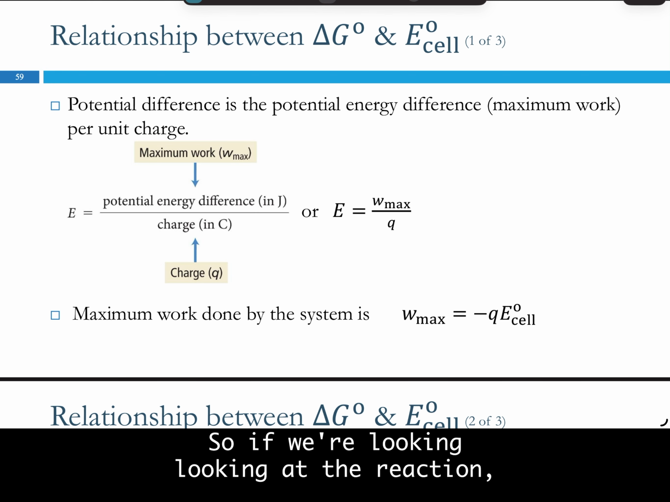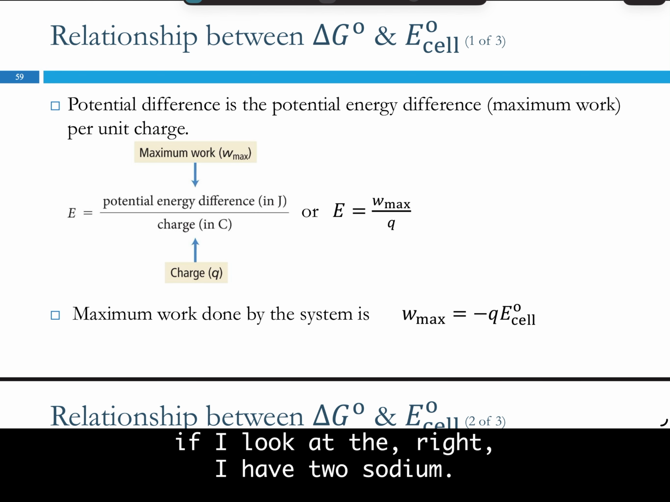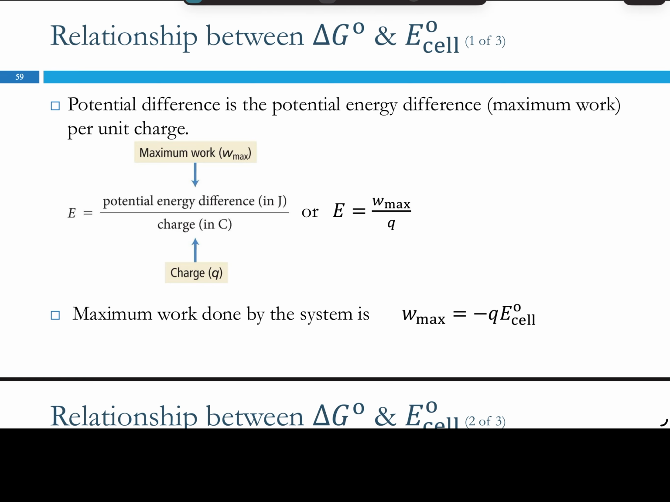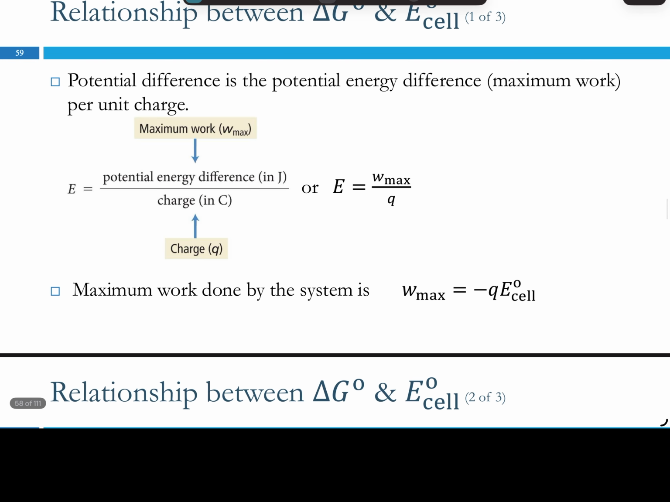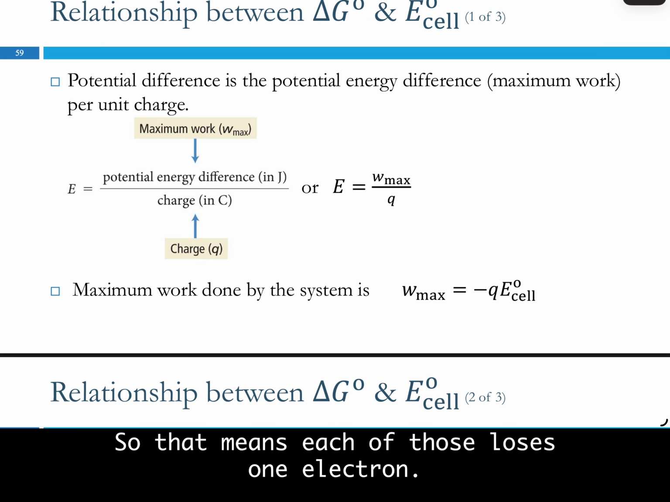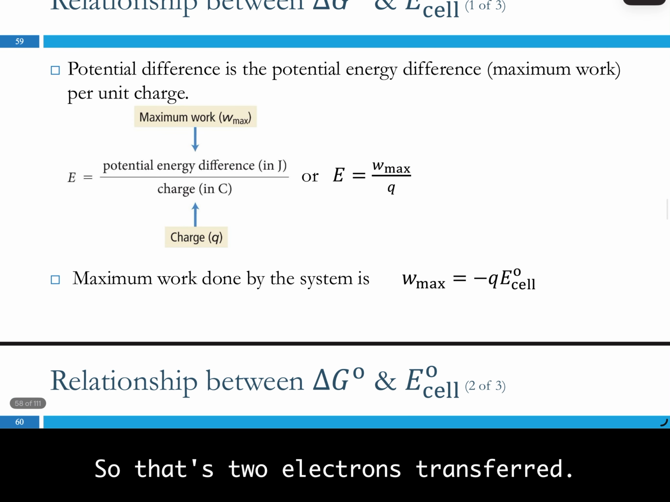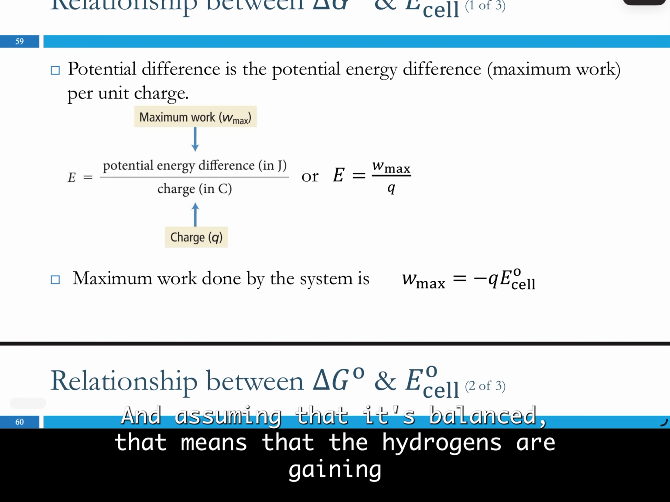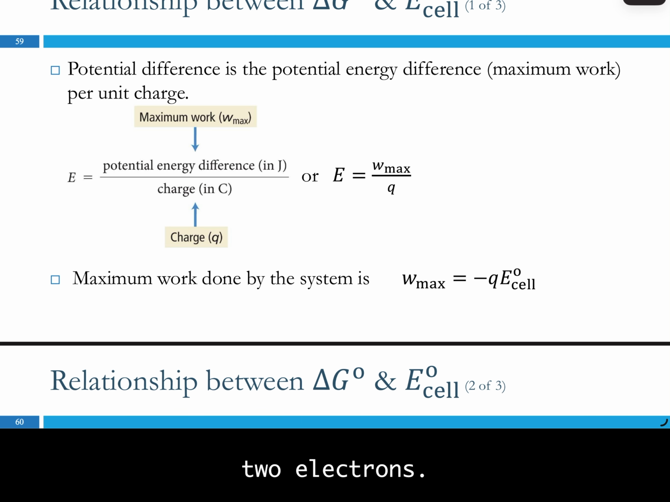So if we're looking at the reaction, I have two sodiums with 0 charge going to 2 sodiums with a positive charge. So that means each of those loses 1 electron, so that's 2 electrons transferred. And assuming that it's balanced, that means that the hydrogens are gaining 2 electrons.